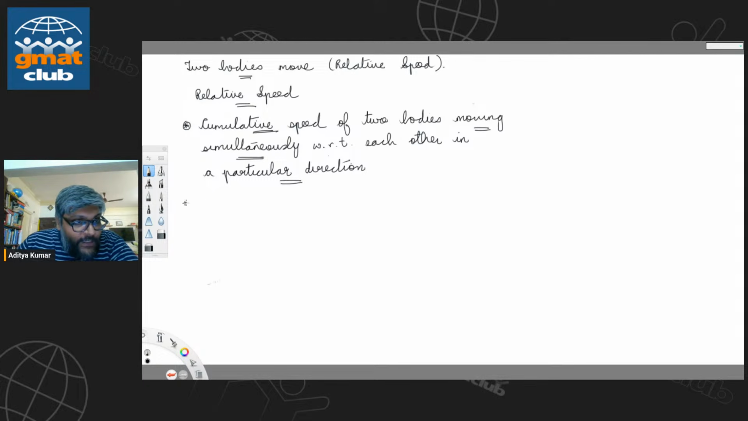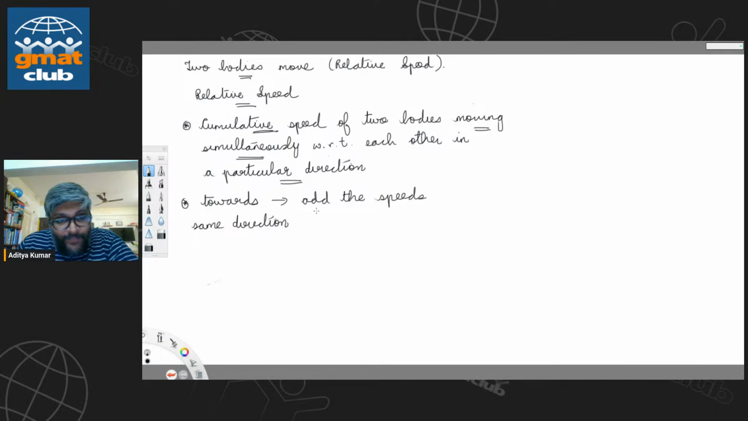If the two bodies are moving towards each other, we always add the speeds up. Now you can ask me why. I will show it to you logically, okay? And if the two bodies are moving in the same direction, we subtract the speeds. Correct?